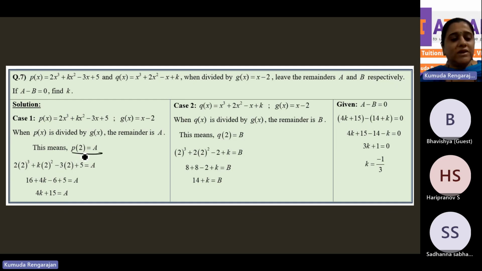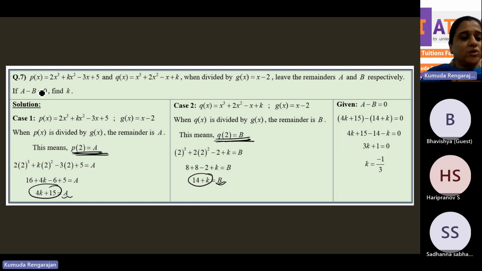So this is a very, very important equation. This is what you'll have to write. P of 2 is equal to A, Q of 2 is equal to B. So from that, you will get the expression for A and B. What is A? 4K plus 15. What is B? 14 plus K.